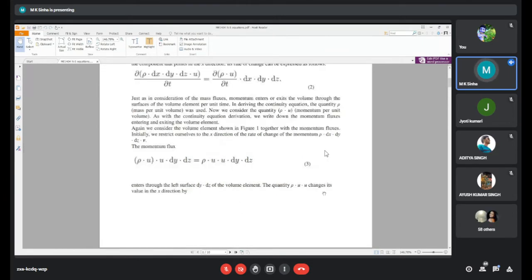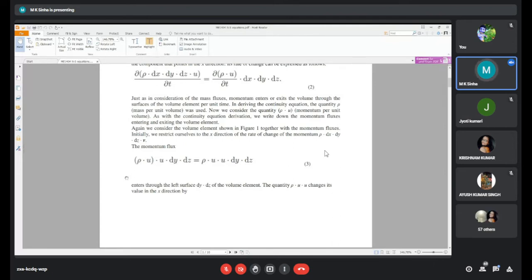So that is the entering. The quantity entering the left surface dy dz of the volume is rho into u, which changes its value in the x direction. So momentum rate in is the rate of the mass into the velocity. Here the mass is rho into u into dx, per unit volume, multiplied by u.